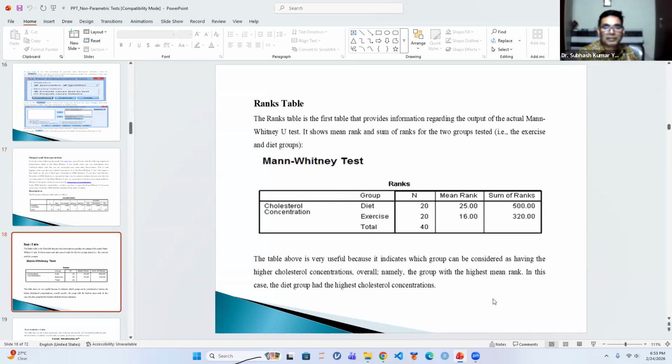Now here this is the main table that you can see, this is the ranks for this Mann-Whitney U test. So the two groups are there. One is on the diet to control the cholesterol, and another one is on exercise. So 20 persons are there. You can see here the mean rank is 25 and another one is having 16. So you can observe a huge difference between the two. And similarly for the sum of the ranks, you can see the difference. It is 320 and this is 500. So you can conclude or you can have an idea that the null hypothesis is going to be rejected.